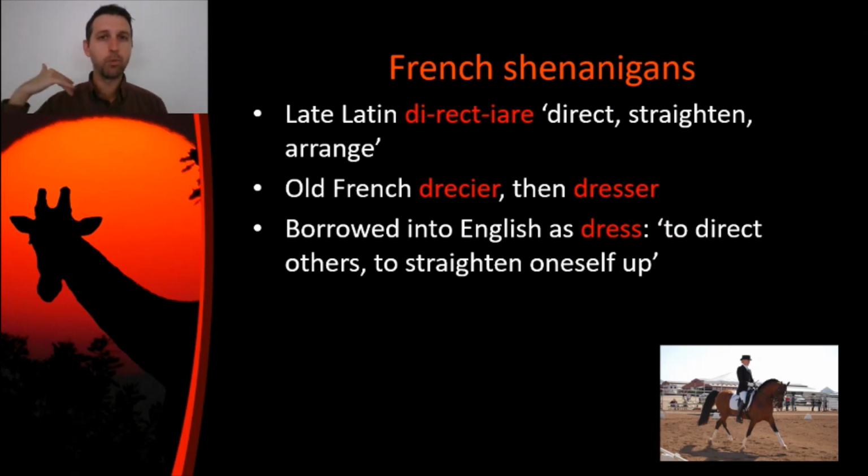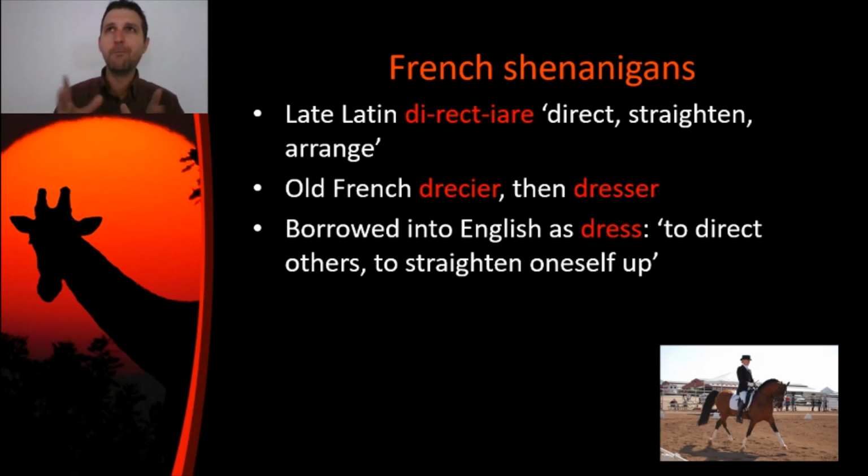So when this verb was originally borrowed into English, it could still mean to direct something or to direct others. But what happens when you straighten yourself up? You're not straightening others out, but you're straightening yourself up. Let's say you get up in the morning. What do you do after you brush your teeth and take a shower? You get dressed. The original meaning of getting dressed was to straighten yourself up, make yourself presentable, which, for most of us, involves putting on clothes.